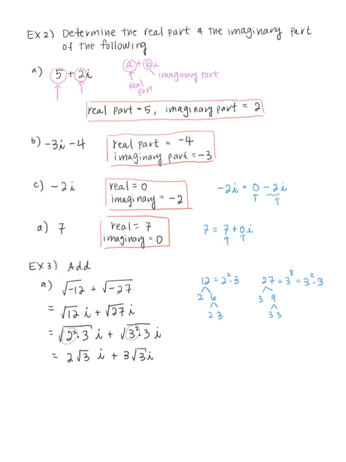And do we have like terms here? I think so. These two terms have square root of 3i as a common factor, so I'm going to factor that out. The square root of 3 times i, and then here you're going to have 2 plus 3. So here we're going to get 5 square root of 3i as our final answer.